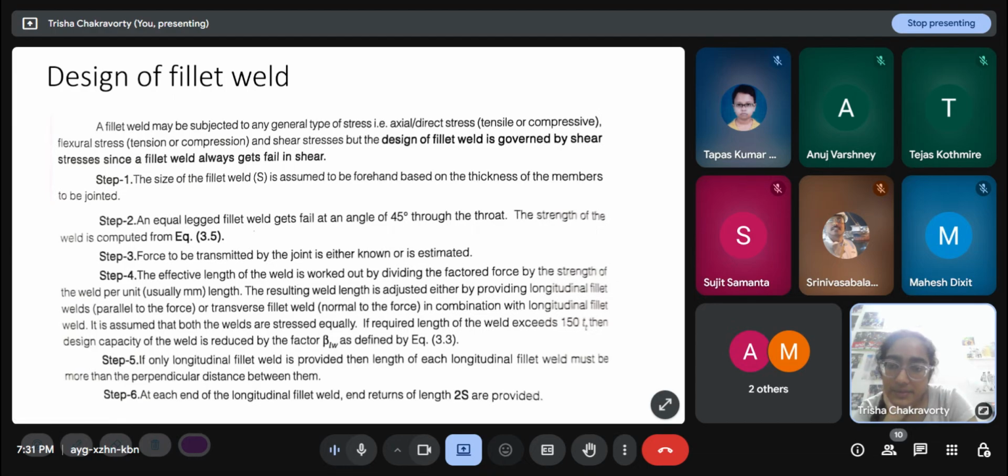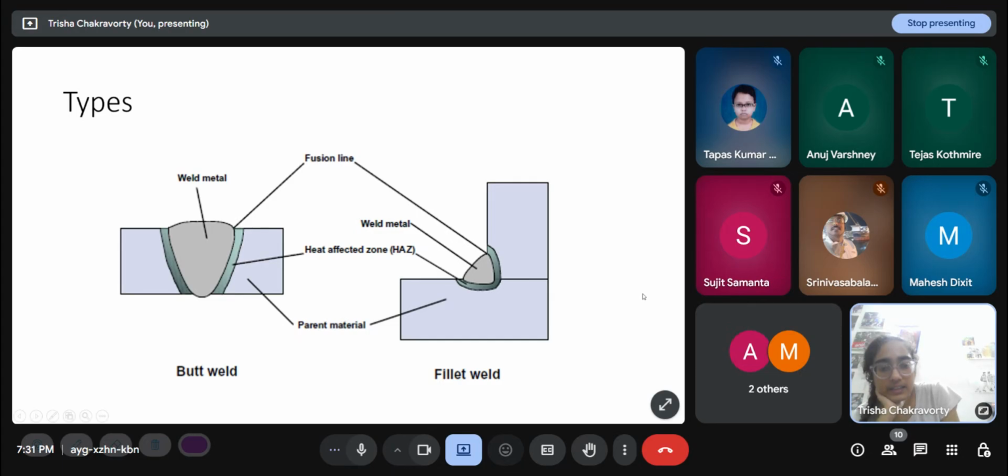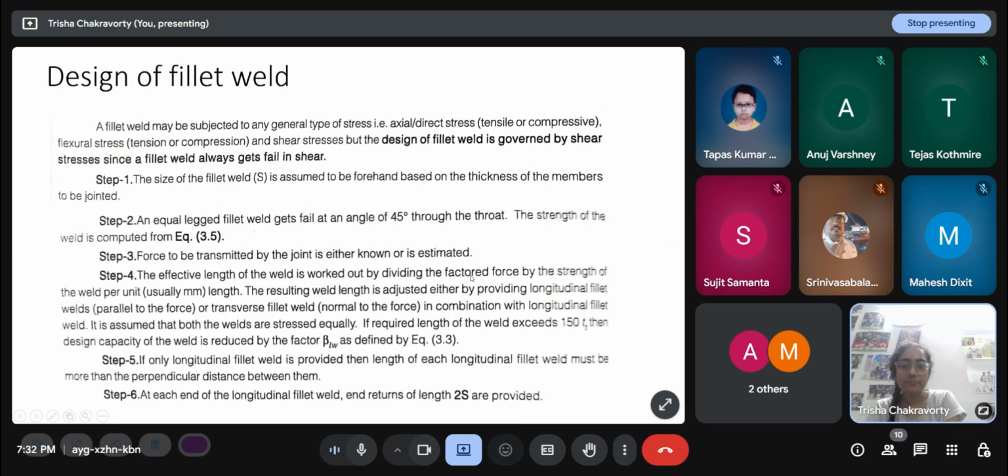So the design steps are: a fillet weld may be subjected to any general types of stress, axial or direct stress, fractional stress, and shear stress, but the design of fillet weld is governed by shear stress, since a fillet weld always gets failed in shear. So this is placed in such a manner that if these two plates are going to fail, the weld is always going to undergo shear like this or this, while the butt weld, if it tears apart, it undergoes a tensile kind of failure, while this will undergo shear failure.